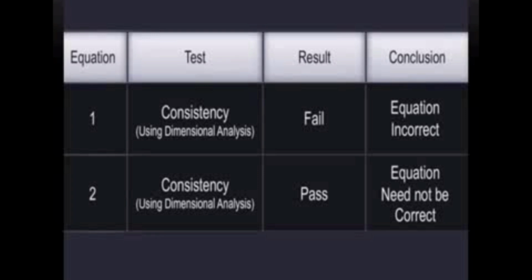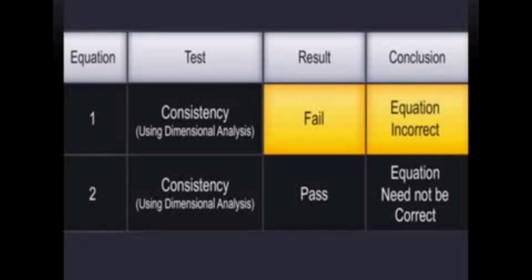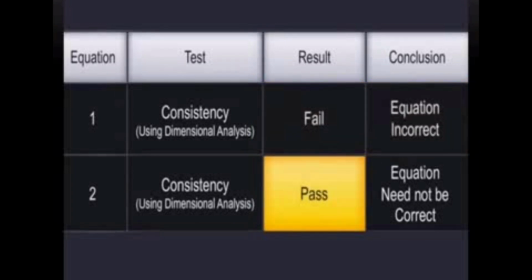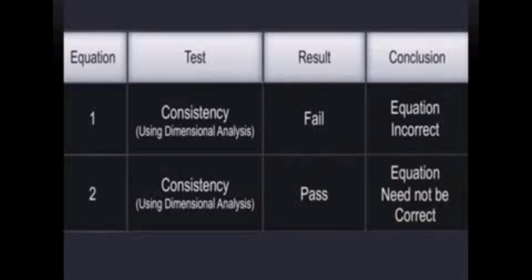Length equals length, when that comes, we say that the formula is correct. Suppose it does not come, then that is a fail, and the equation is incorrect. Consistency means we have to prove that the right side of the equation and the left side of the equation have the same dimensions. An equation need not be correct even if it is dimensionally correct, but it has consistency. Otherwise that will be false.